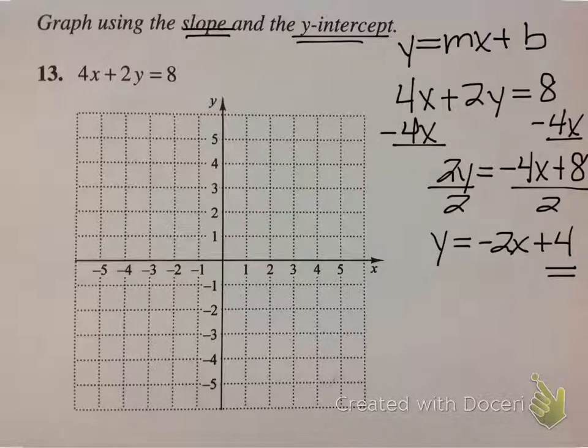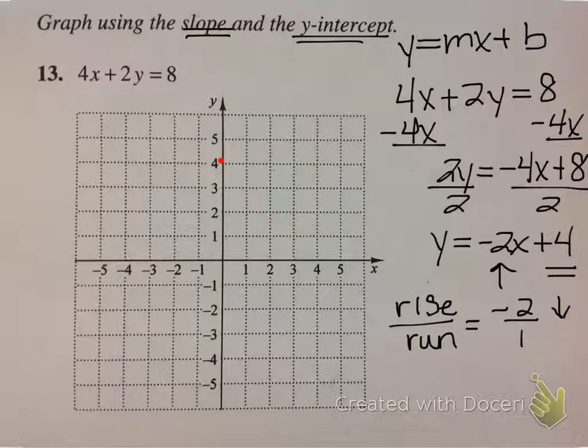So y-axis, positive 4. Now I'm going to use my slope. Now my slope is negative 2. Recall that slope is rise over run. So my slope is negative 2 over 1, which tells me I have to go down 2, because it's a negative, and right 1 from the point that I just graphed. Not from the origin, it's from the point we just graphed. So from my point, I'm going to go down 2, and then right 1.